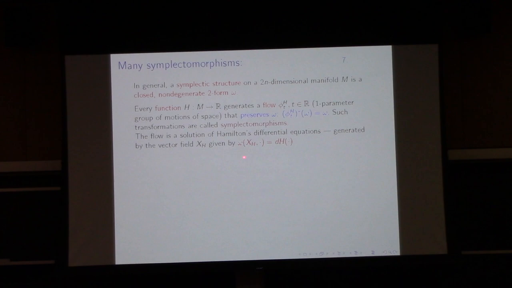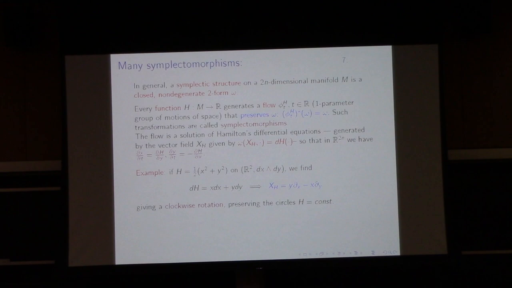So it's a kind of gradient, but you're not using a symmetric bilinear form to get the gradient from one form, you're using this antisymmetric form. And so it has very different properties from the usual gradient. Anyway, you can write down the equations, and to give you an example, if you just take the sum of squares on R2, then the one form is x dx plus y dy, and the vector field is y dx minus x dy. And that, of course, generates the circle motion. And you get a clockwise motion which preserves the circle.